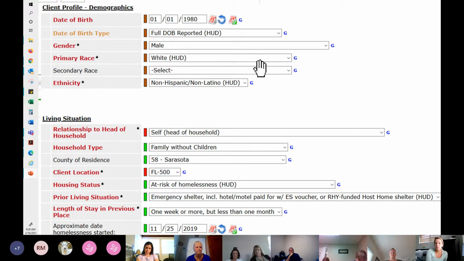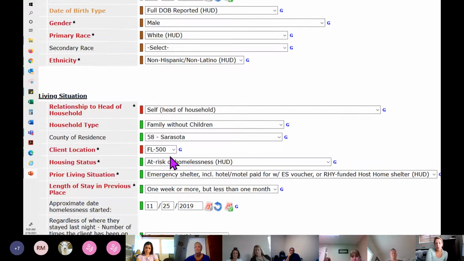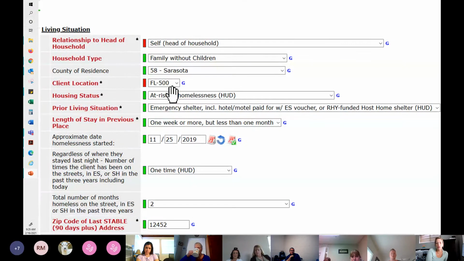Your universal data elements are indicated by the red font. Those universal data elements are in fact universal. They are across the nation. We are collecting information on these elements. So demographic information like birth, gender, race, and ethnicity. And then when we talk about our living situation and the household composition. And then further on into the assessment, we look at income, insurance, disability, and non-cash benefits. These are all universal data elements created by the federal government. So we are all providing a consistent response to each of these questions. No CoC is without these universal data elements. No HMIS is without these universal data elements.